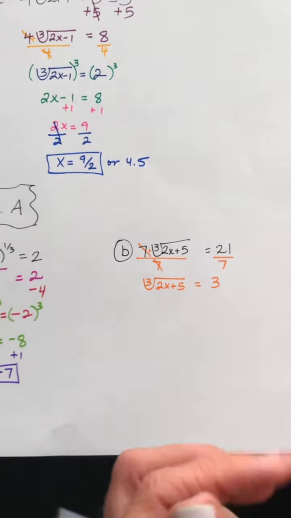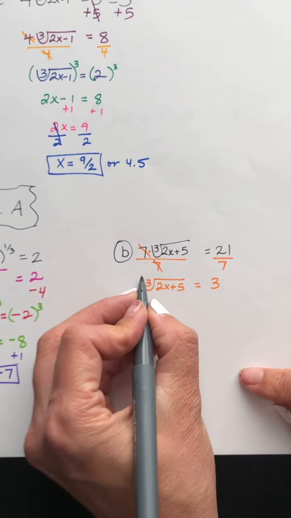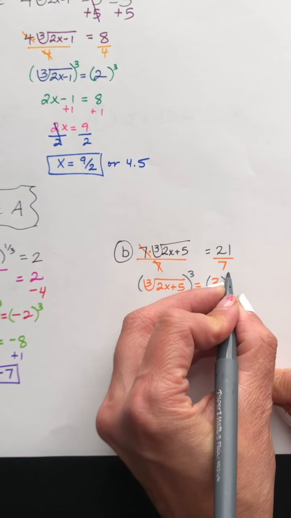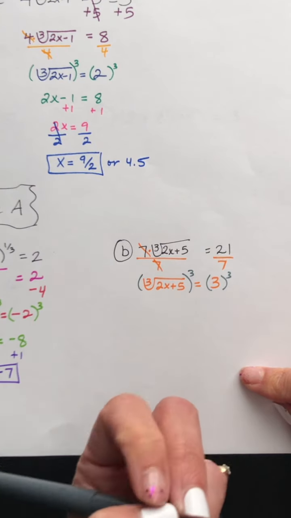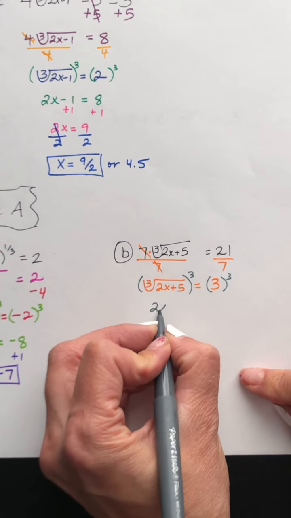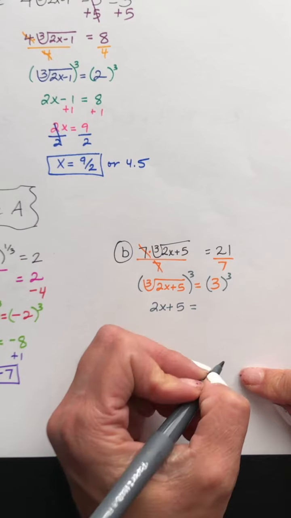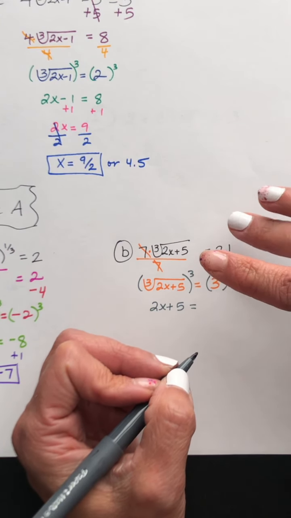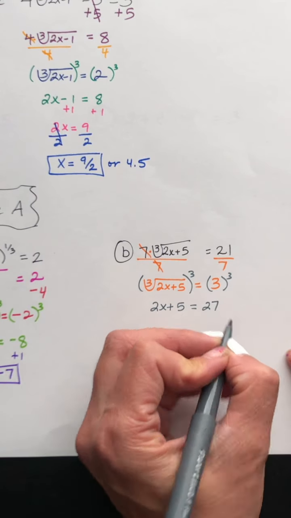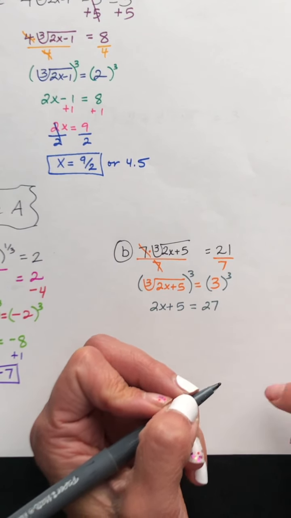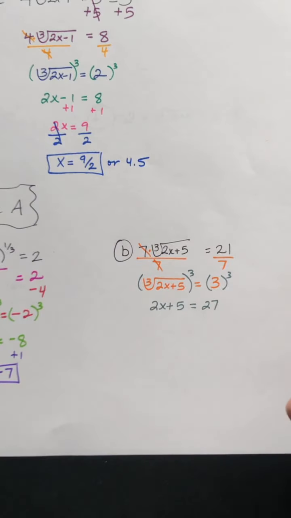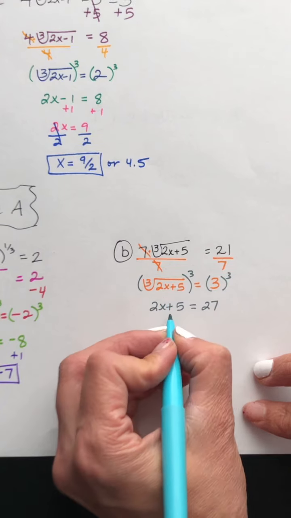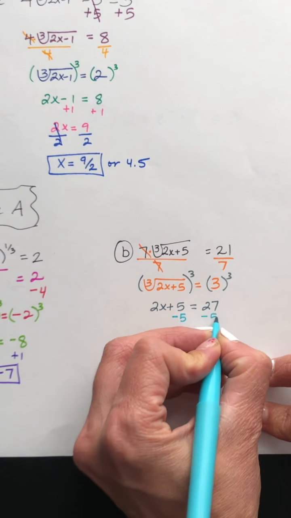Now the radical is isolated, so we have to undo the cubed root by cubing both sides of the equation. When you cube a cubed root, poof, the stuff inside gets to come out. And 3 cubed, 3 times 3 times 3, well, 3 times 3 is 9, 9 times 3 is 27. So that's why 27 is a perfect cube. All right, and now it's on easy street from here on out. We just have to do our normal steps. So subtract 5.